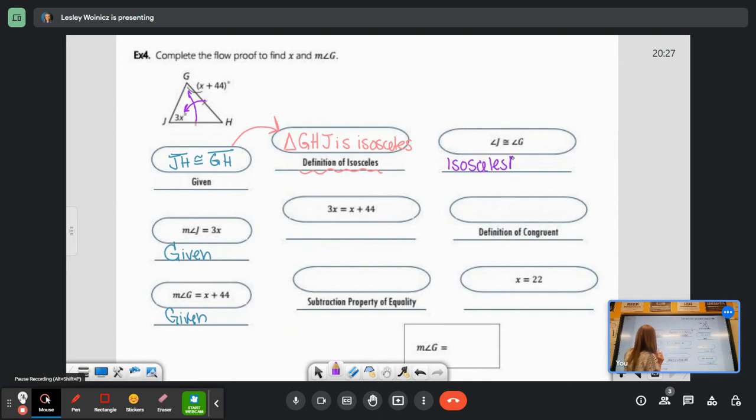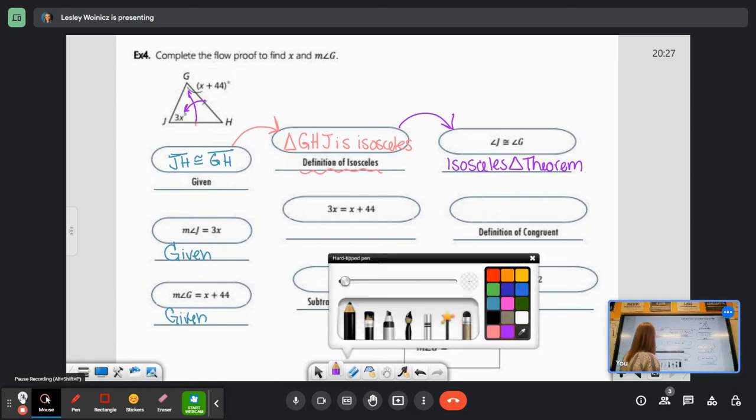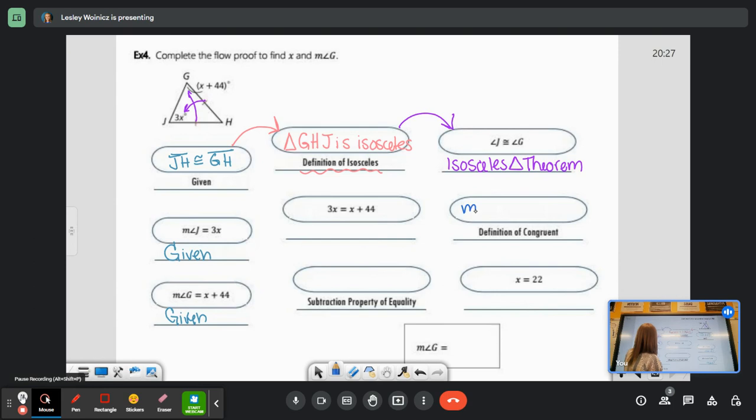Isosceles Triangle Theorem. Okay, so that came from this. Okay, if we know that they are congruent, then we know that their measures are equal. So I can say that the measure of angle J is equal to the measure of angle G because of the definition of congruent.